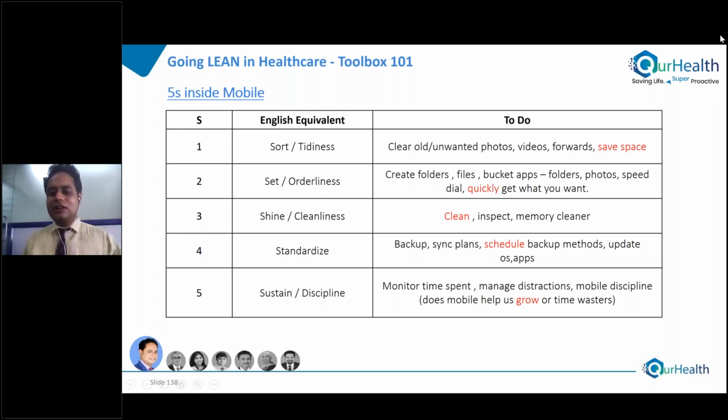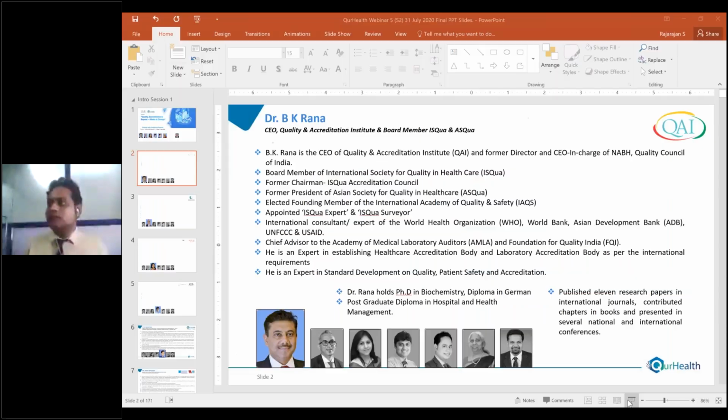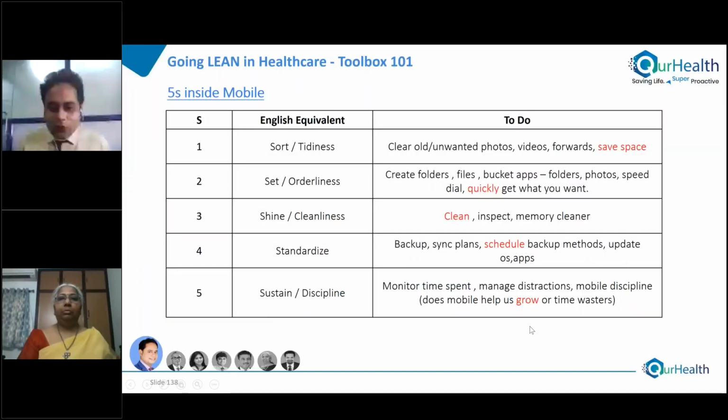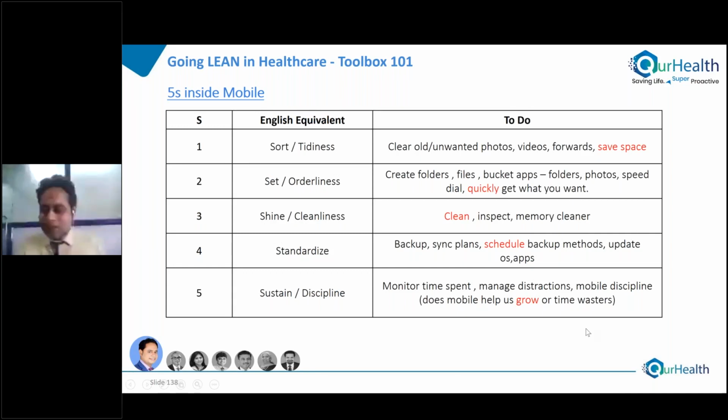Fifth is sustain. Whether the mobile is helping you to do something productive, or every time you are busy in WhatsApp and not doing anything, sitting there from morning till evening. That is sustenance: whether the mobile is adding some value or it is just distracting you. So the next slide, please.